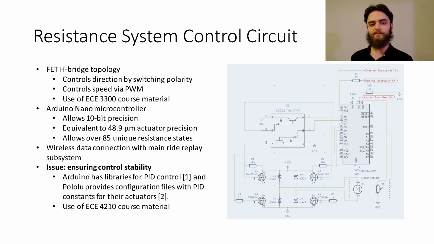For the resistance system control circuit, we use a field effect transistor H-bridge topology. This is a circuit controlling both the direction and speed of a connected motor by switching the applied voltage. This involves ECE 3300 material. An Arduino Nano microcontroller is used, which provides 10-bit precision, which is equivalent to 48.9 micrometers of actuator precision, meeting our constraint for smoothness. It receives data from the ride replay system over Bluetooth.